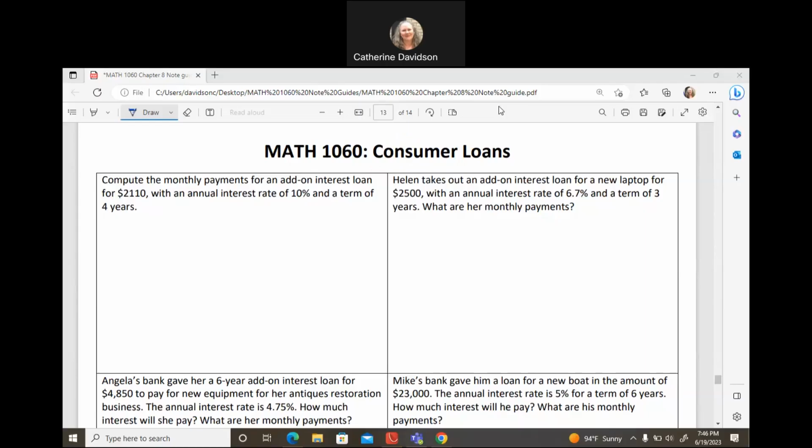This is section 8.6, consumer loans. It's the last section for chapter 8. So your next test is just on chapter 8.